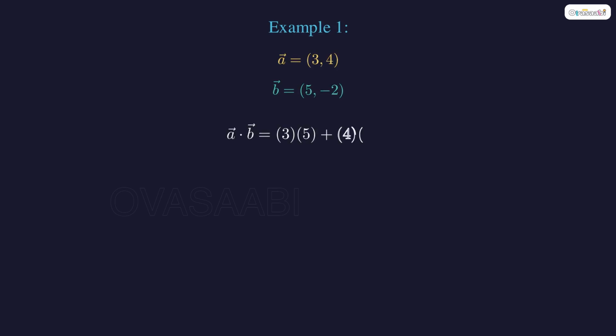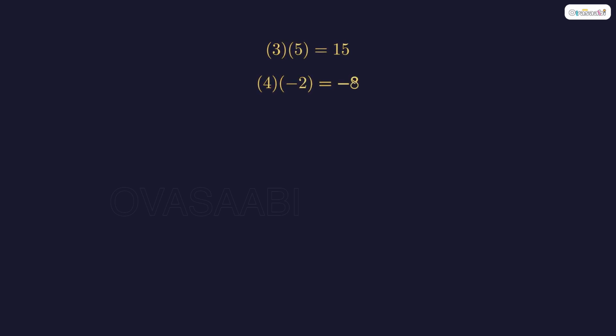Example 1. Find the dot product of vector A equals 3, 4 and vector B equals 5, -2. Multiply matching components. 3 times 5 plus 4 times -2. 3 times 5 is 15. 4 times -2 is -8. 15 plus -8 equals 7, so a dot B equals 7.